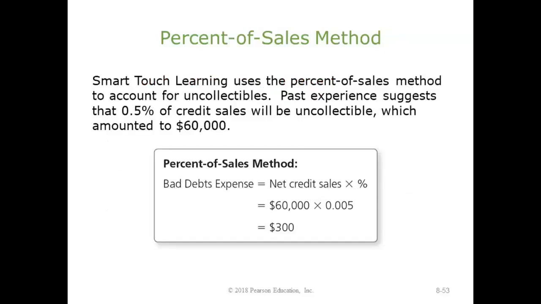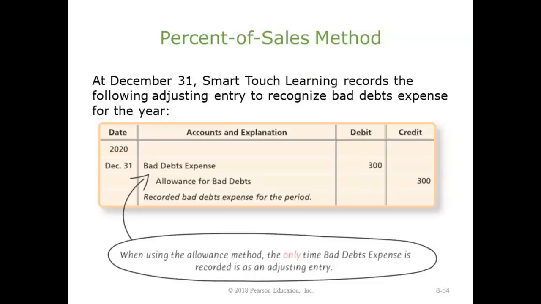In this case, what past experience shows is Smart Touch has realized that 0.5% of credit sales are going to be uncollectible. Right now they've got net credit sales of $60,000, and 0.5% of those are going to be uncollectible. So their bad debt expense is net credit sales times the percent uncollectible, which in this case is $300. They're going to make an entry as of December 31st to record bad debt expense. They're going to debit bad debt expense and credit the allowance for bad debt for $300.